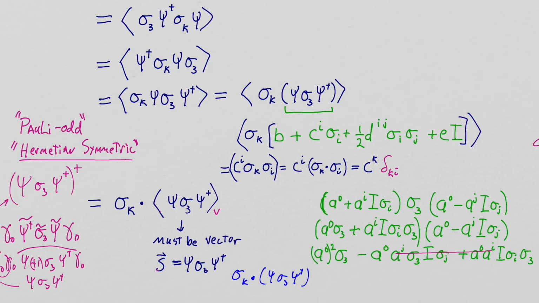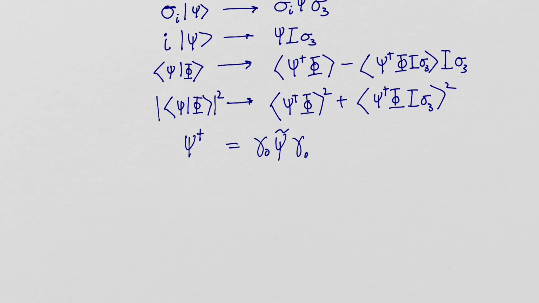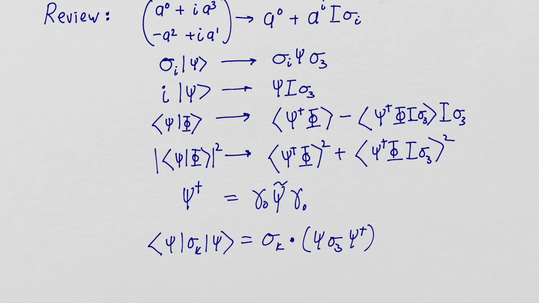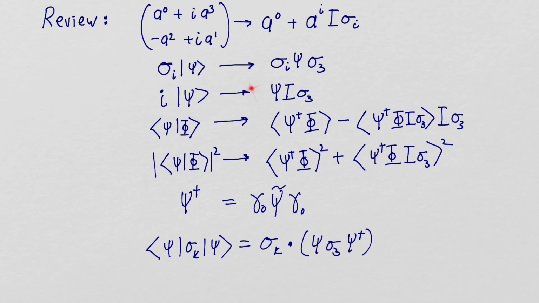So now I'm going to go back to our summary page, and we're going to add the expectation value of psi sigma k psi equals sigma k dot psi sigma 3 psi adjoint. Nice. So now we have all these formulas to work quantum mechanical problems with. Eventually we'll have enough of this stuff that we could take your standard elementary quantum mechanics problem and solve it using geometric algebra.